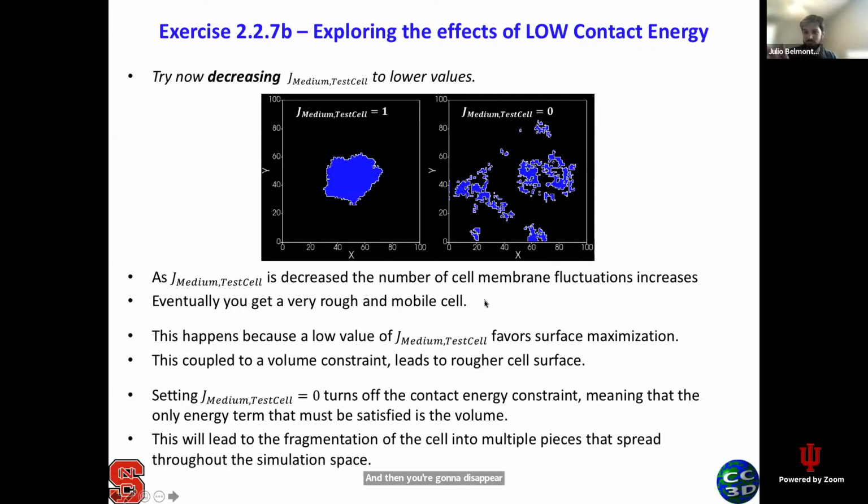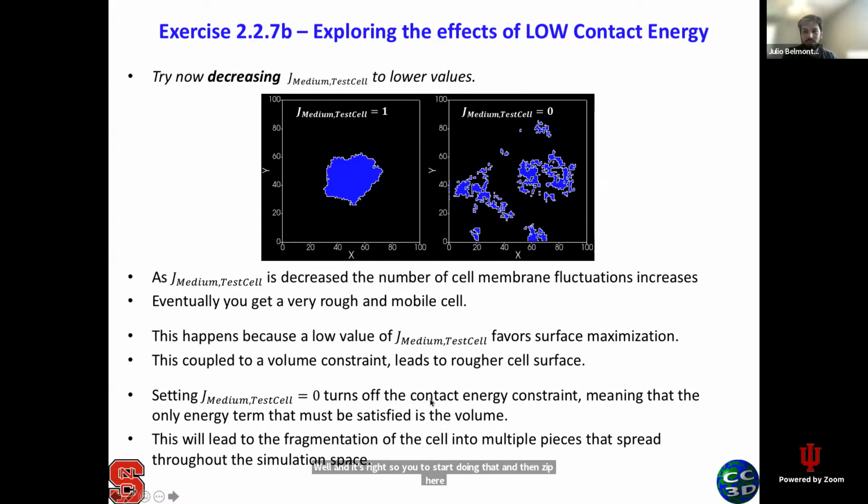If you set the contact energy of the cell to 0 with everything, that's what the cell will do. It will explode, and there will be a necrotic cell. That's a way to model a necrotic event. A necrotic cell is a cell that undergoes necrosis, so it will start doing that and then disappear. So that's what will happen.